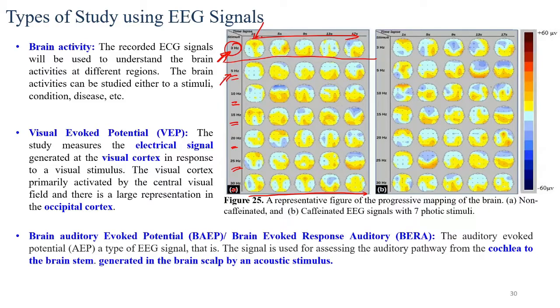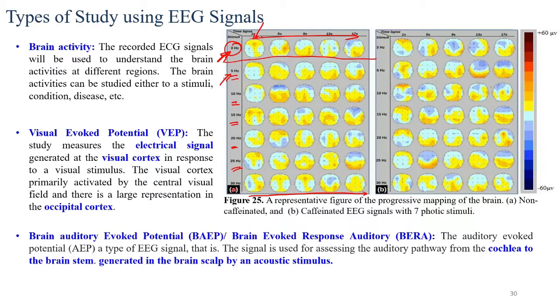Why visually evoked? We have light in front of us, which is activating our visual system through the retina. The light is entering through our eyes, it is falling on the retina, and it is activating the occipital part of the brain. Now, since it is activating the brain through the visual pathway, it is called visually evoked potential.